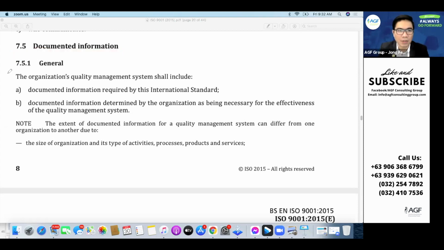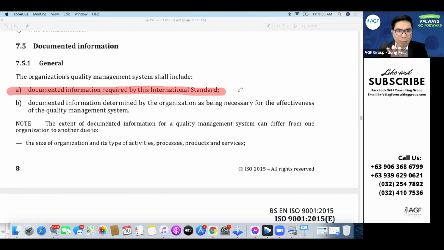So first things first, look at this. I'll read this, okay? The organization's QMS shall include, A, documented information required by this standard. That's A. I'll explain that in a short while. So, in other words, there is documented information specifically required by this international standard. And I have shown you three of those: the scope, the quality policy, the quality objectives, targets, and programs. Is that clear? Those are required by the ISO standard.